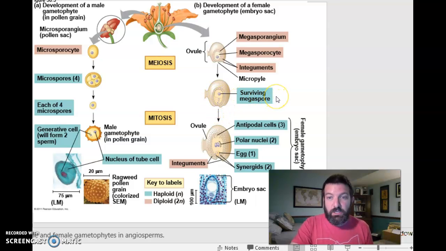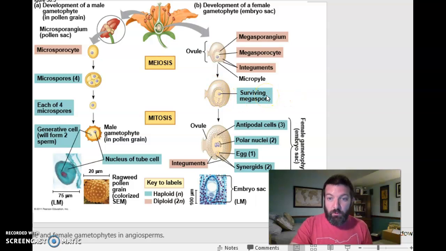So this is actually a lot like humans, where males, you have one primary spermatocyte that produces 4 sperm after meiosis, and in female humans, you have one primary oocyte that ultimately only ends up producing one functional oocyte because it has to be bigger and have all that cytoplasm.